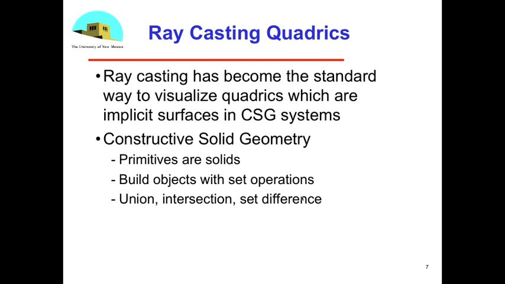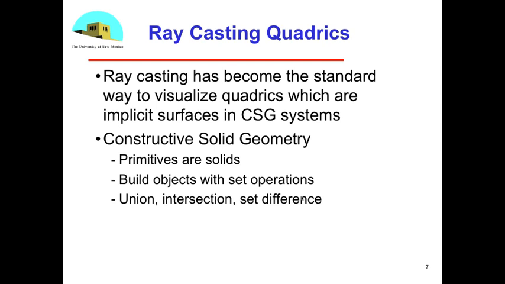Likewise for a sphere. And then the natural way to start building up objects is to use set operations like unions and intersections and differences. So for example, if you wanted to take a cylindrical hole out of the middle of a cube, that would be the set difference between a cube object and a cylinder object.